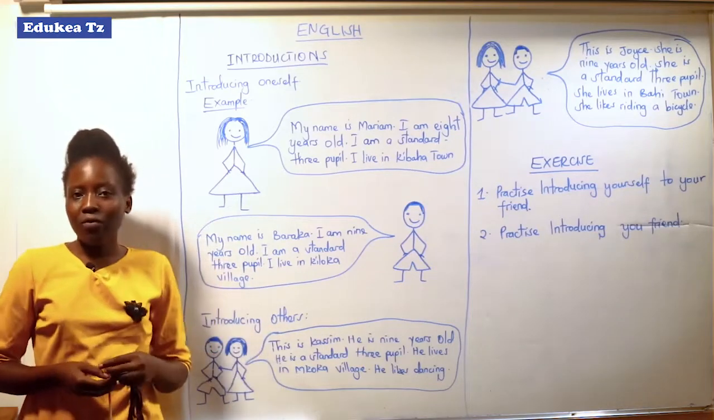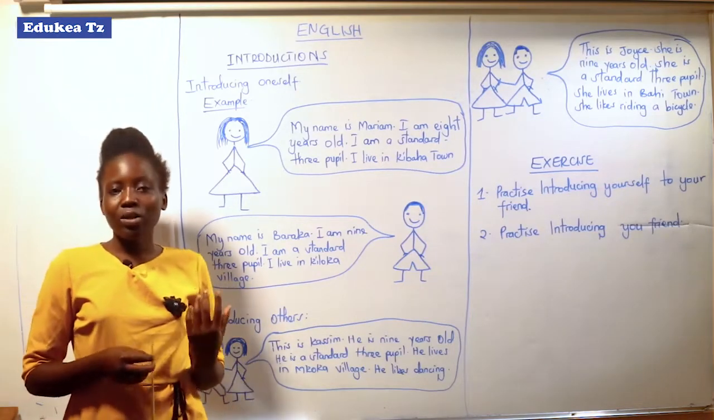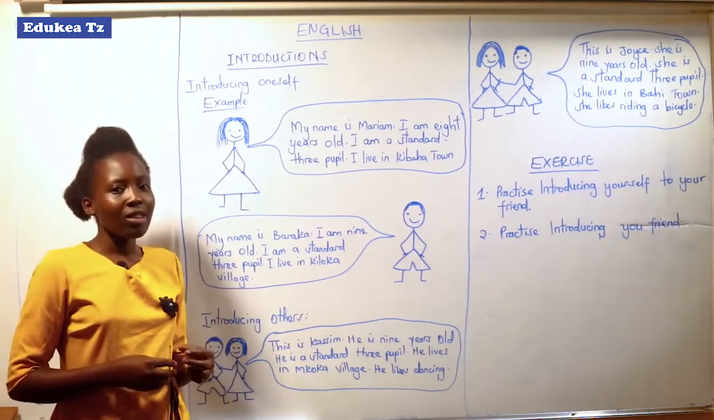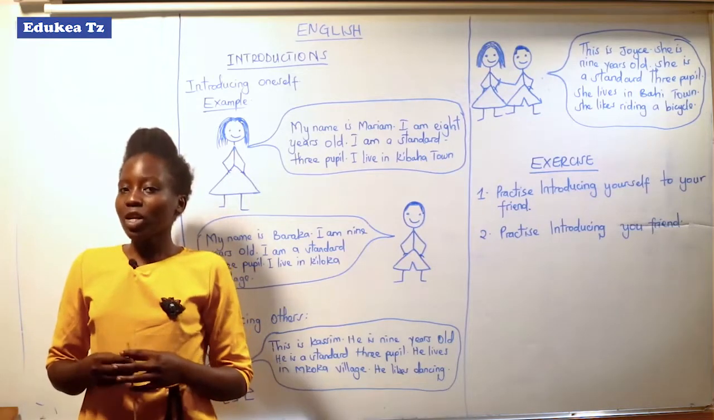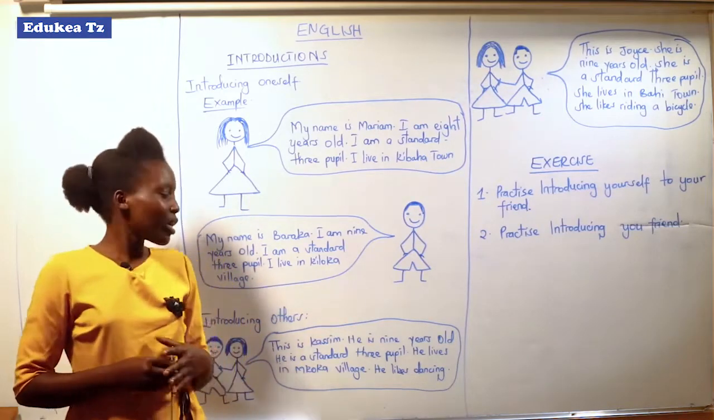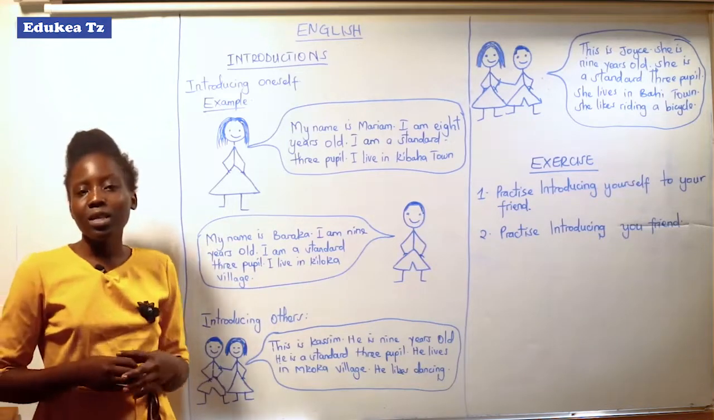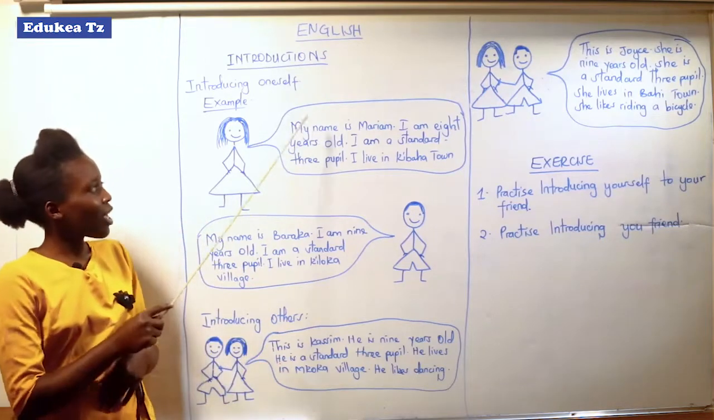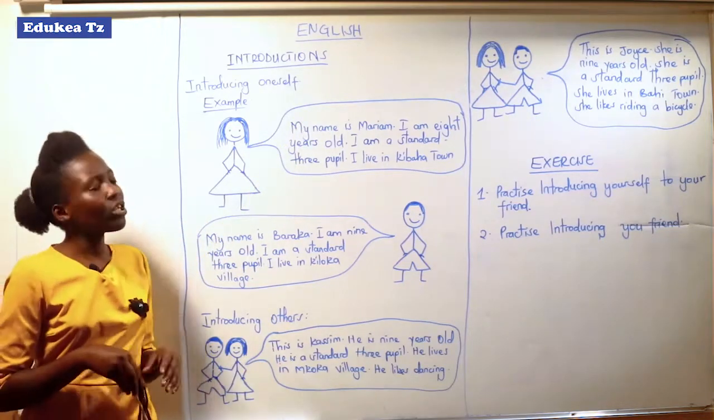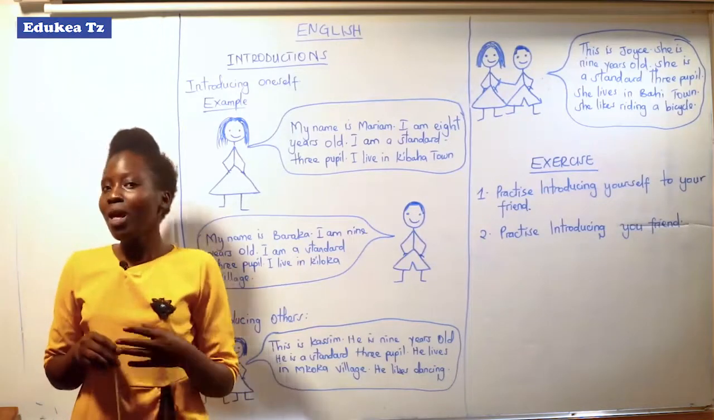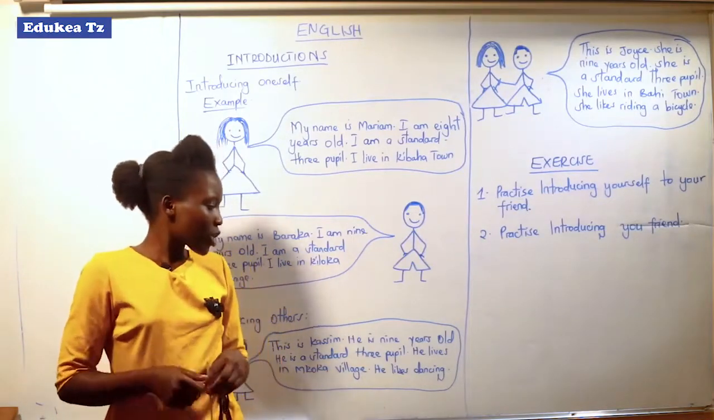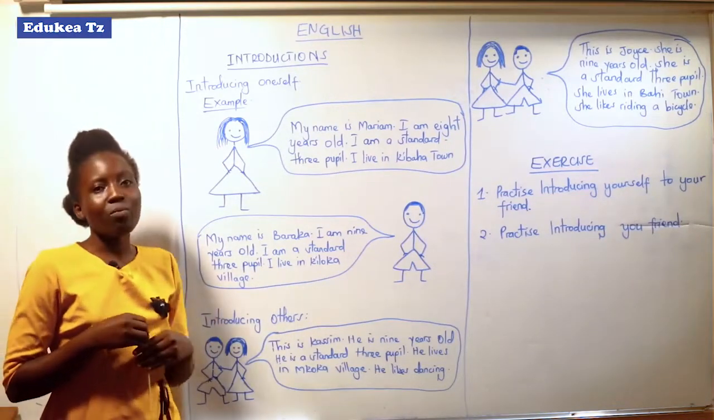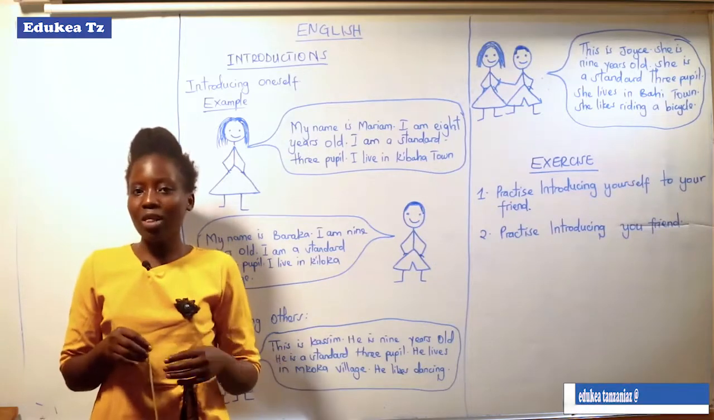So she started with the name of Kasim. She also mentioned, as the second thing, how old Kasim is. And the third thing, she said which class Kasim belongs to. The fourth thing, she stated where Kasim lives. And the fifth thing, which has been added, which is not in the first one, introducing oneself, is that she said that Kasim likes dancing. So this is how you can introduce other people, or how you can introduce your friends to other people.